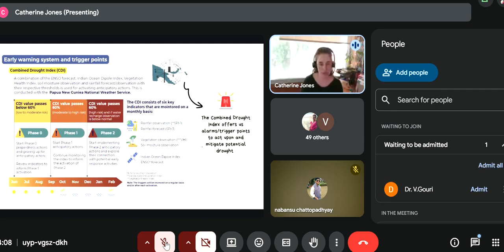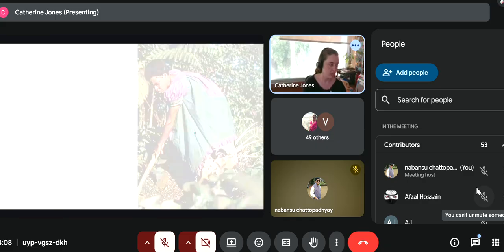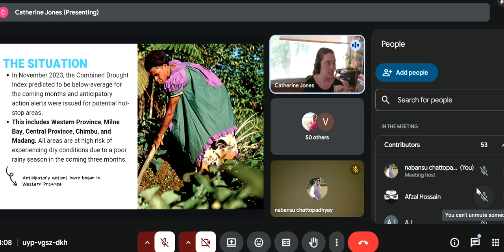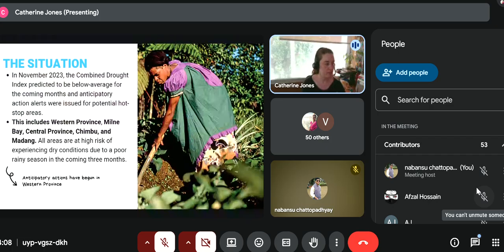Now, I'm not going to go through this in detail because Erkin kindly already did it. So our first phase, for instance, was looking at the combined drought index. So setting this up, understanding what our alert system could look like, and having that in hand. So in November 2023, we had this ready to go, and our first alert went off in a range of provinces. So we had below average rainfall, combined, or the combined drought index, alongside a range of the indicators just presented. So soil moisture, rainfall, temperature, El Nino, Indian Ocean dipole, all coming together to say, oh, we've got some hot spots emerging. This included Western Province, Milne Bay, Central Province, Chimbu, and Madang. So a few areas across the country were starting to be our hot areas and at risk of experiencing dry conditions over the 3 to 6 month period.